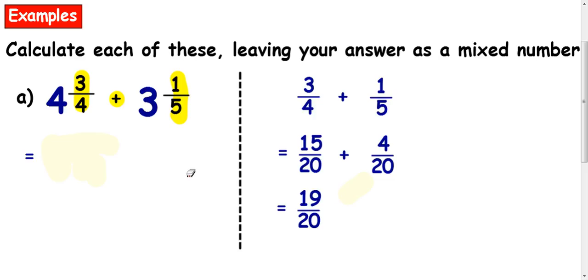So the easiest way in my mind is to do the 4 add the 3 and you get 7. And we know that the 3/4 and the fifth come to 19/20, so there's your answer, 7 19/20. Some people change it into a top heavy fraction in this one. I think that's harder to do. I think this is easier.